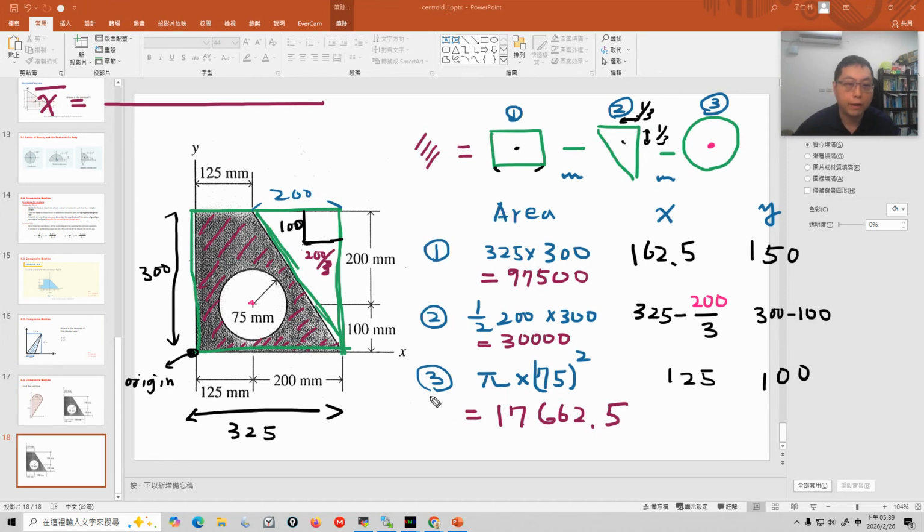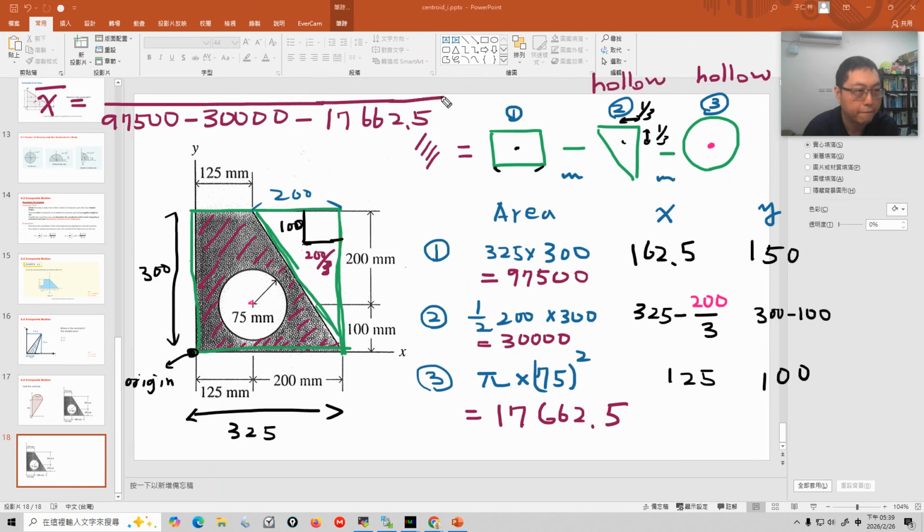Okay, so let's put all the numbers in. We have the denominator should be A1 plus A2 plus A3. But right now, because the right triangle and the circular part are hollow parts, they should have a negative sign in front of the area. So it's equal to 97500 minus 30,000 minus 17662.5.